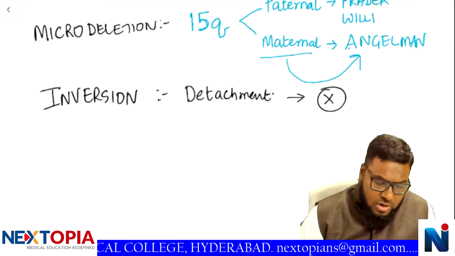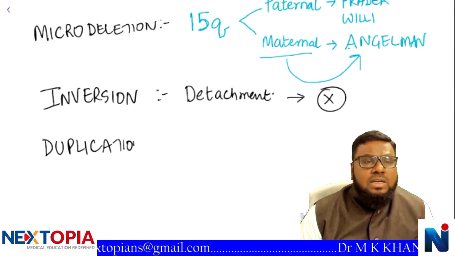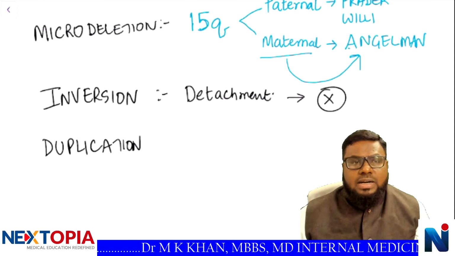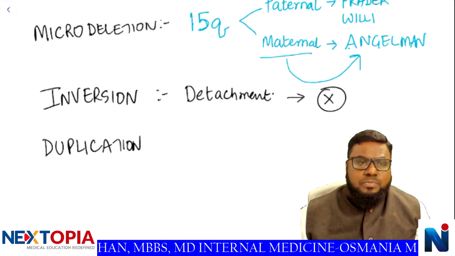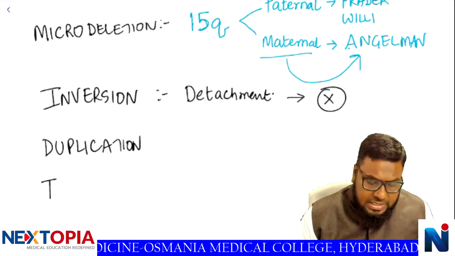Next we have duplication of chromosome. Sometimes there is abnormal splitting of a chromosome that results in duplication. All right, twinning or duplication. The most important abnormality that comes into our practice is translocation.